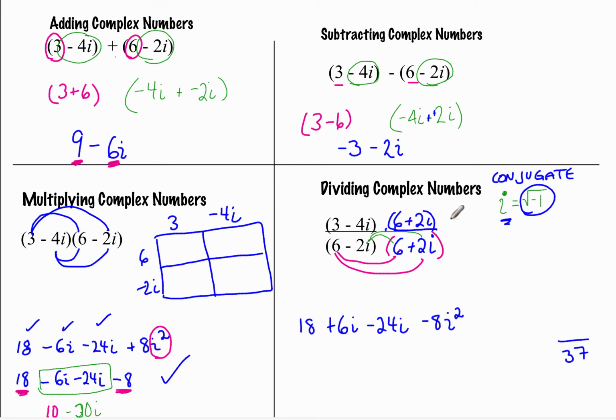So now, first thing I'm going to say is this is negative 1 times a negative 8 really gives me a positive 8. So adding our real parts together, 18 and 8, we have 26 real parts. Combining our imaginary parts together, 6 minus 24 tells me my imaginary part is negative 18i. Now, if there was a number that goes into 26, 18, and 37, I would continue to reduce, but there is none.